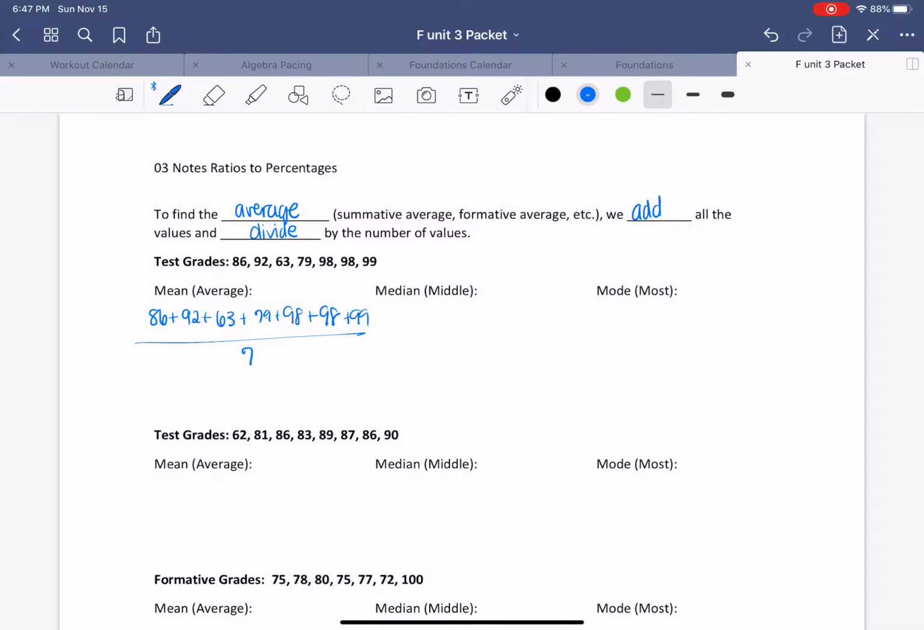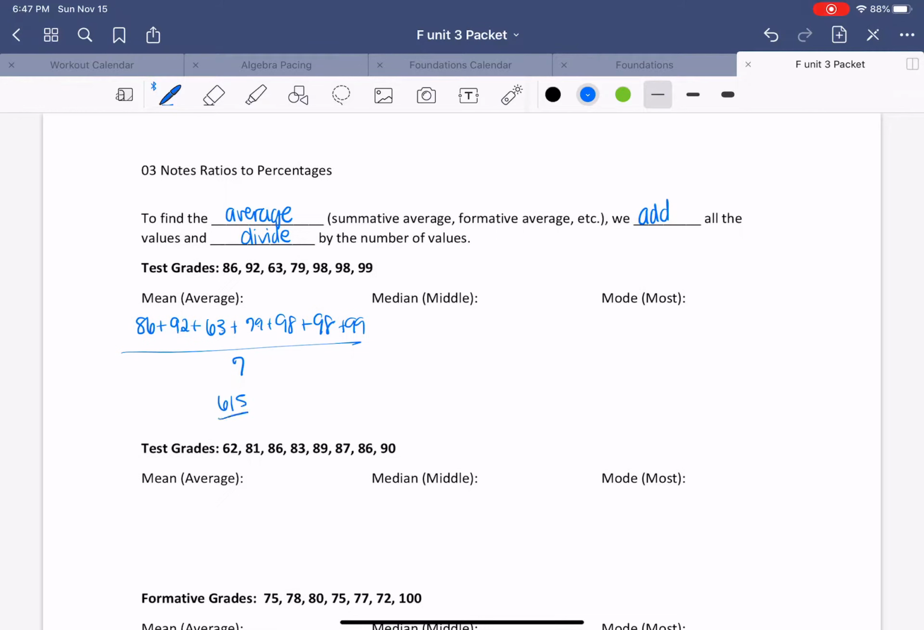And I get 615 divided by 7, which is an 87.86. Okay? There's different central tendencies we can use to talk about what a typical grade would be. So normally we use the average. Okay? I can also use the median, which is the middlemost number. So I put my numbers in order from least to greatest.